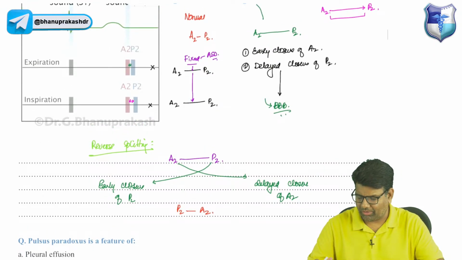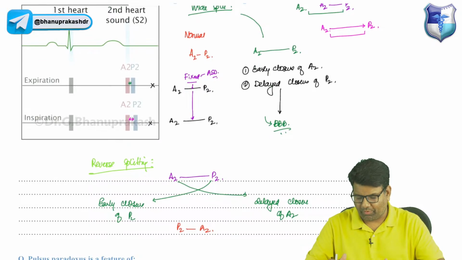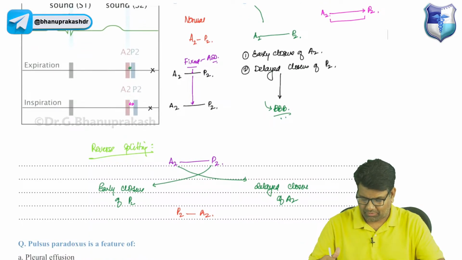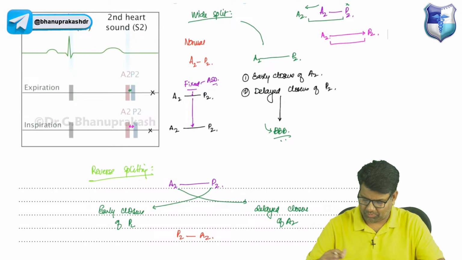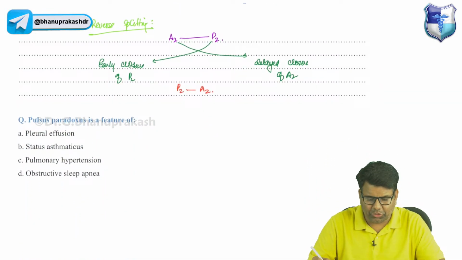So the list is very short. So this is wide split, wide fixed split, and reverse splitting of second heart sound. Please remember this. Now, next question.